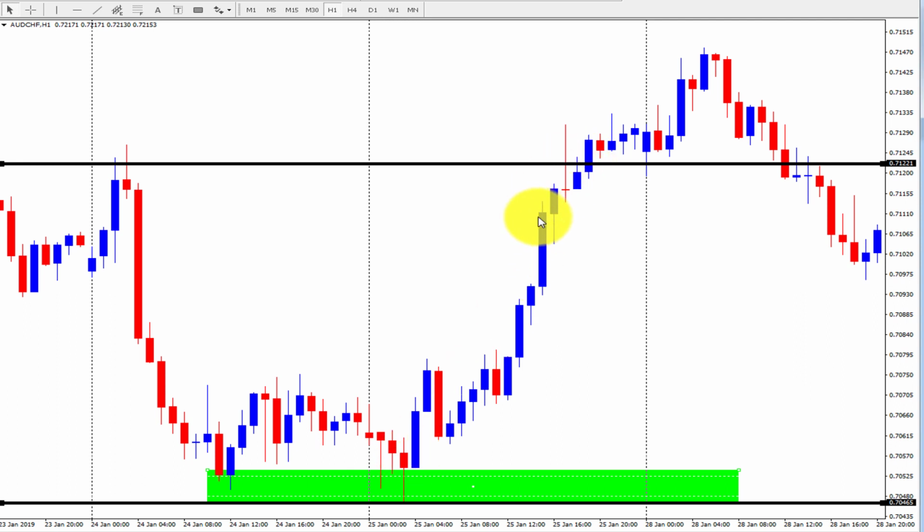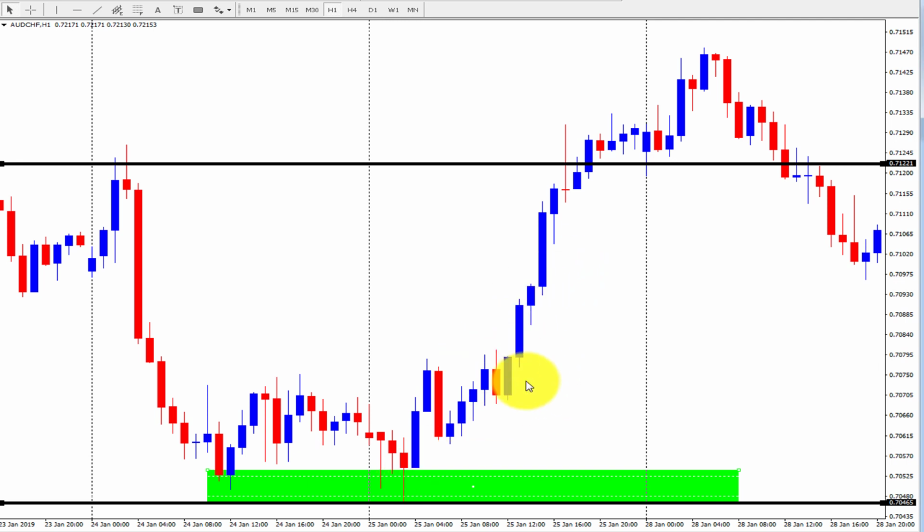So here we can assume that the market will break the resistance zone, but here we can assume that the market will not break its support zone. So we will buy here, but we will not sell here. If we bought here, we could make a handsome amount of money.